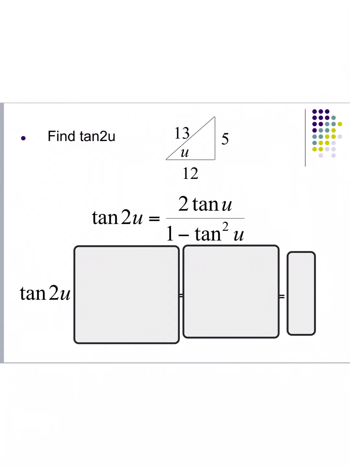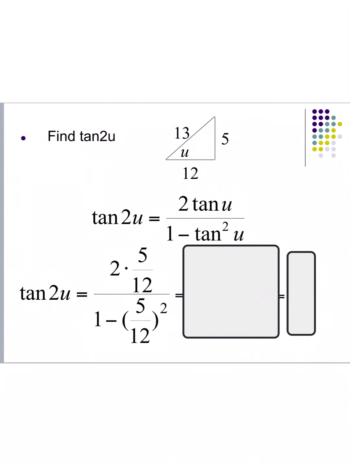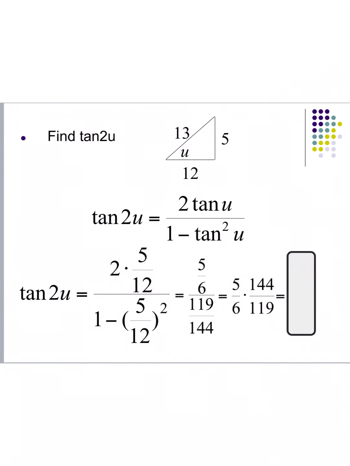And in order to use our formula, we're going to identify the tangent, which is the opposite over the adjacent. So for my numerator, I have 2 times 5/12. And for my denominator, I have 1 minus 5/12 squared. When I simplify things a little bit, I have 5/6 for my numerator, 119/144 for my denominator. So I'm going to multiply by the reciprocal of that fraction to end up getting my final answer of 120/119.